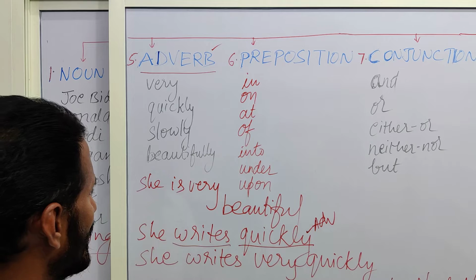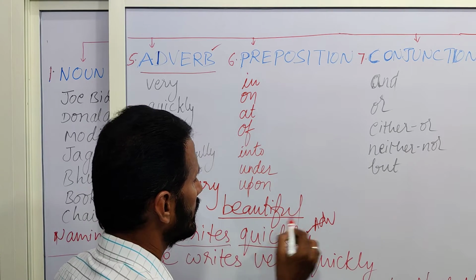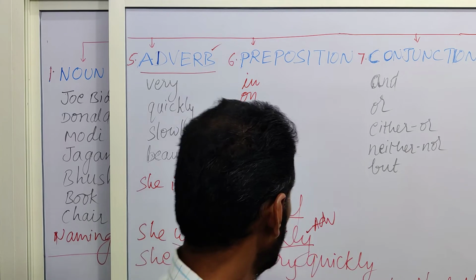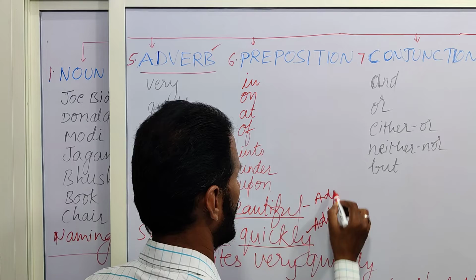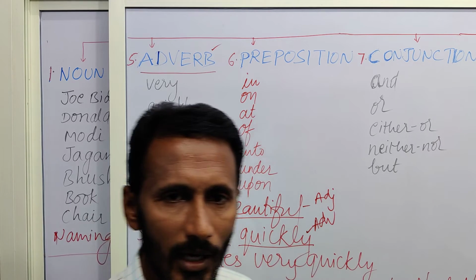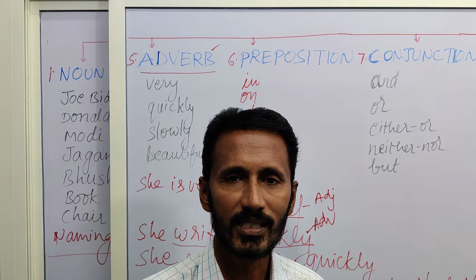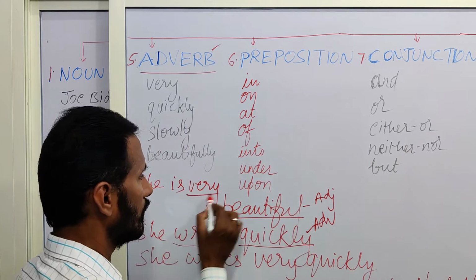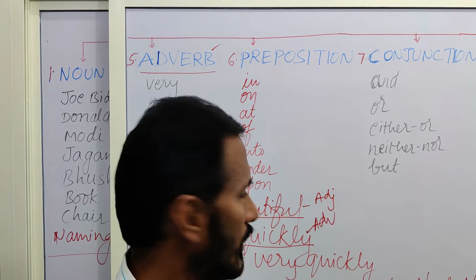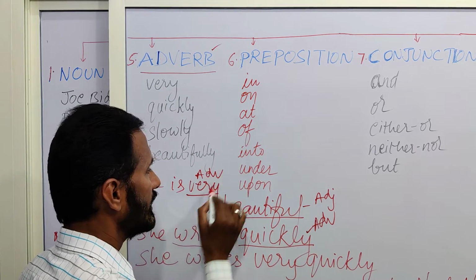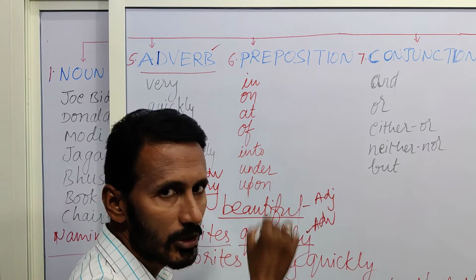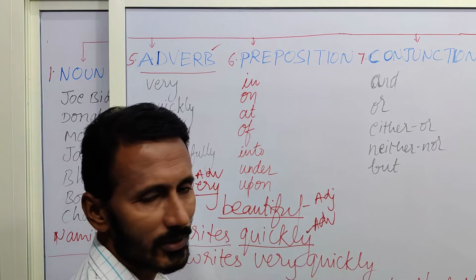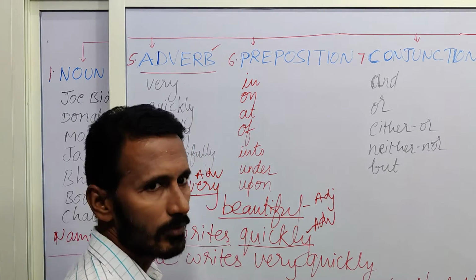Now coming to the next one. She is beautiful. The word beautiful means adjective. So it is actually an adjective. So are we using any other word to describe this particular adjective beautiful? Yes, we are using. What is that word? Very. She is very beautiful. So this very adds beauty to this word beautiful, because this very is describing the word beautiful. So here this is called adverb.